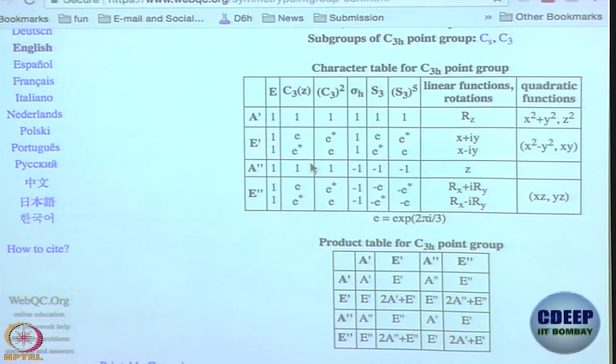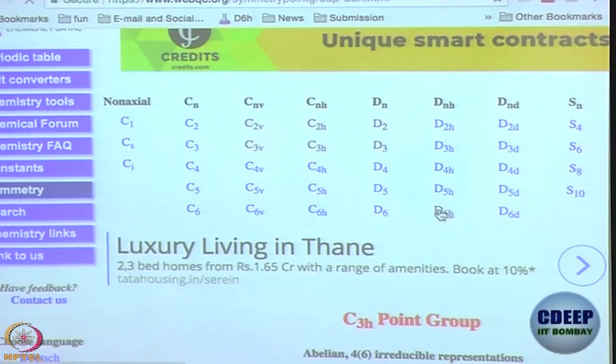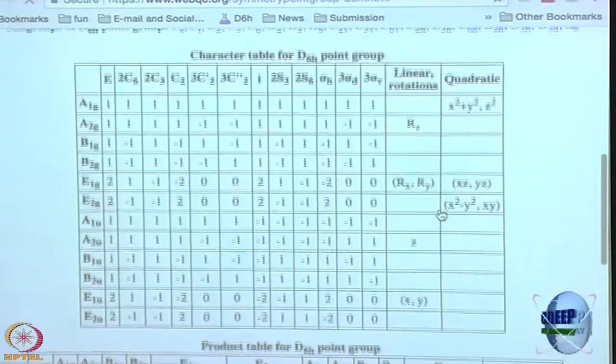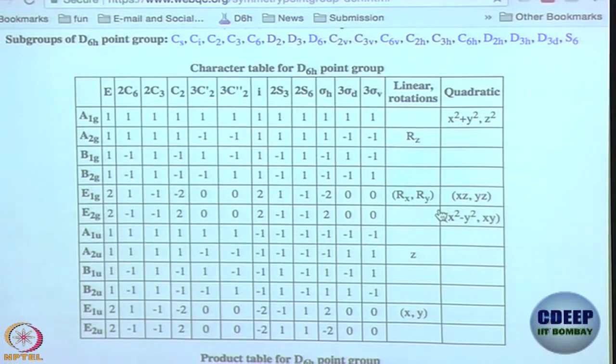Next is D6h is what I wanted to show you. D6h. What is the claim to fame of D6h? Why are we talking about D6h all of a sudden? Because D6h is the symmetry point group of a molecule that is an all time favorite with chemists, especially organic chemists. Which molecule? Benzene, right. Benzene is D6h, and in this course we are going to talk about electronic spectroscopy of benzene. We are going to need this character table there.